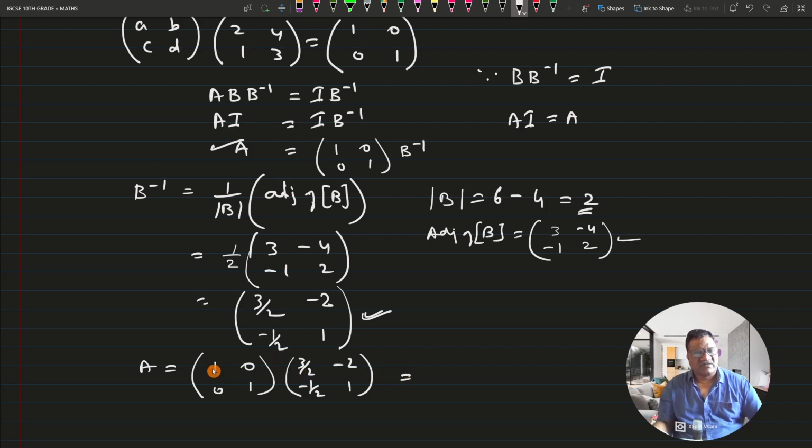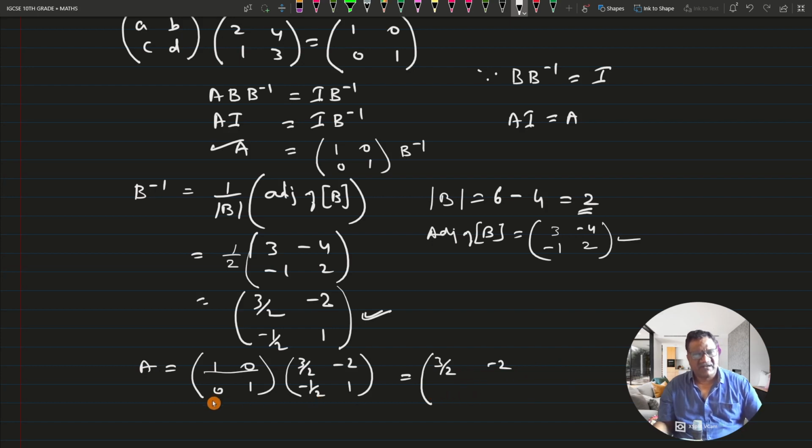Okay. Now let us do that. This multiplication will be first row and first column will multiply out first. So this will be 3 by 2 times 1, 3 by 2 plus 0. So that will be 3 by 2 only. Then here I'll get the first row and second column. So minus 2 into 1 is minus 2 plus 1 into 0 is 0. So that is minus 2 plus 0, minus 2.